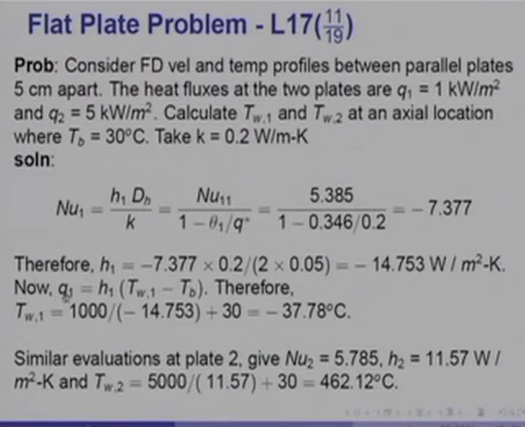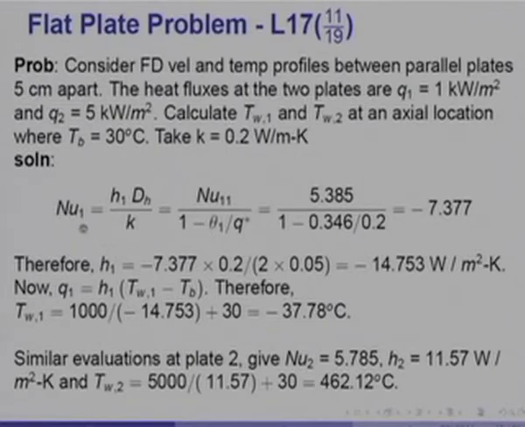And since q wall is 1 kilowatt, h1 is minus 14.753 and T bulk is 30, I can evaluate Tw1 as minus 37.8. So, Tw1 evaluates to minus 37.78 degrees centigrade. What about the outer wall?